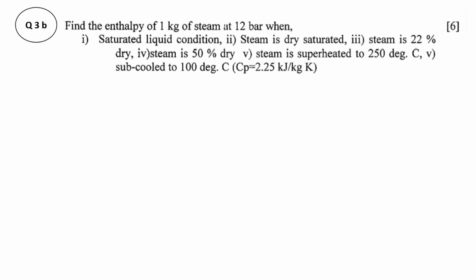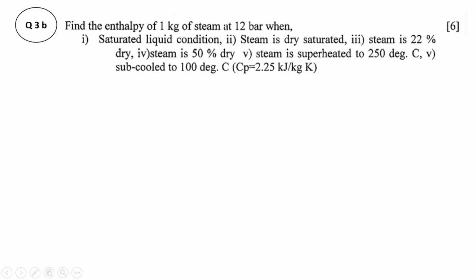In this video, we'll try to understand how to solve examples on properties of steam using steam table. This question we have taken from Thermodynamics question paper, Pune University, and the question number is 3B. Here we have to find out the enthalpy of 1 kg of steam at 12 bar pressure when various conditions are given.